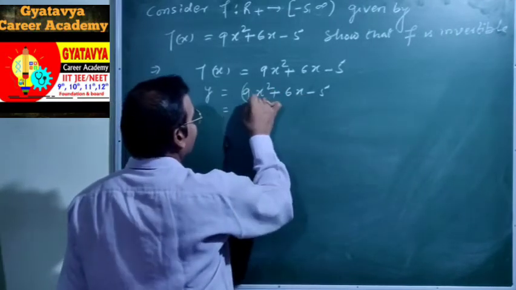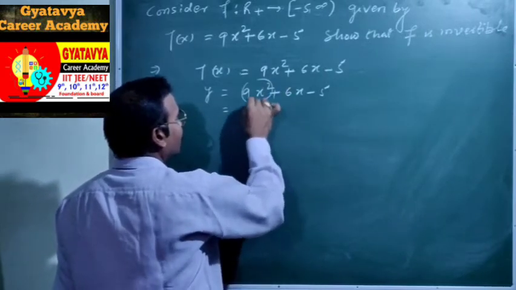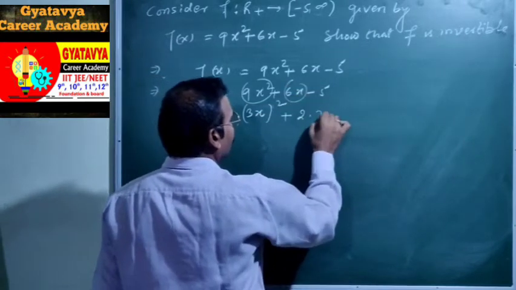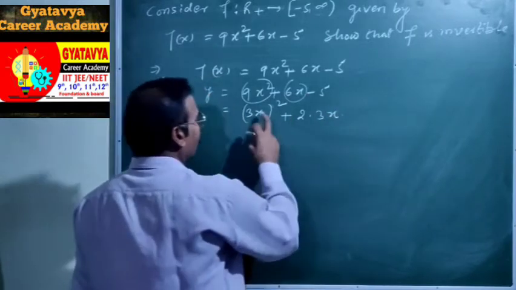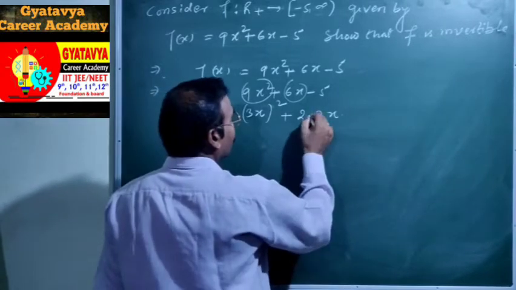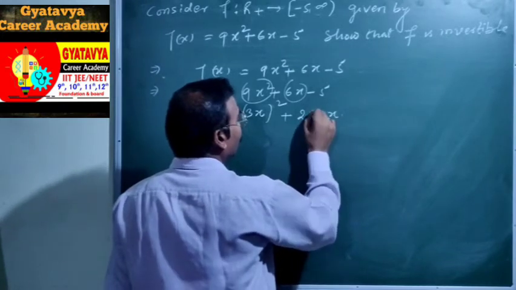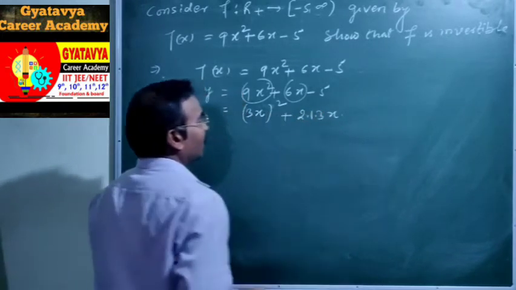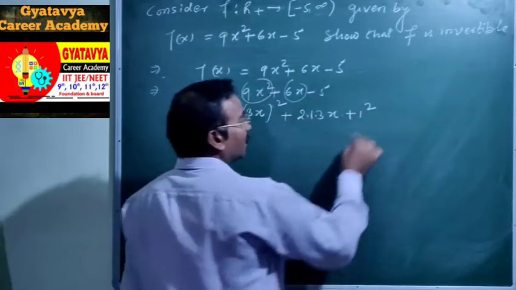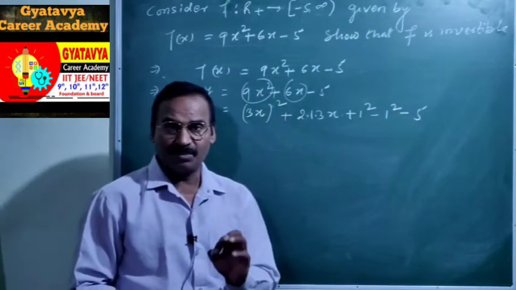First term: we can write 9x square as (3x) whole square plus 2 into 3x into 1, and then square 1, and add and subtract, and minus 5. Okay, the same simple process.